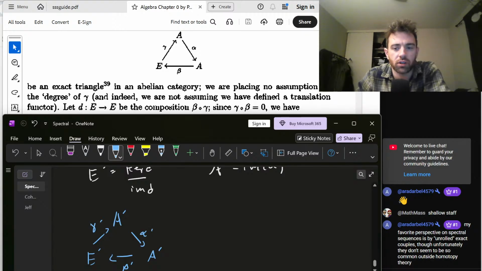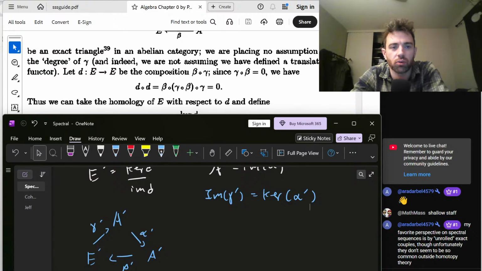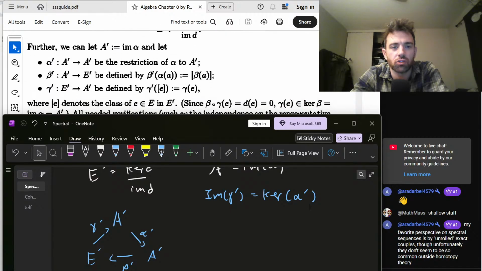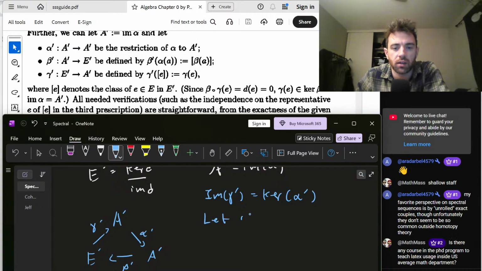So let's check exactness at A prime. Let's check that the image of gamma prime is the kernel of alpha prime. And I guess I'll just trust that it's a complex. So we'll just suppose that y is in the kernel of alpha prime.